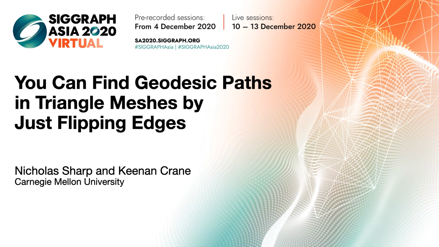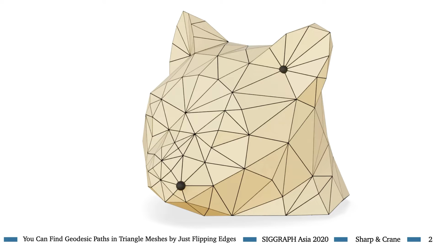Hi everyone, this is You Can Find Geodesic Paths in Triangle Meshes by Just Flipping Edges. I'm Nick Sharp, and this is work with Keenan Crane.